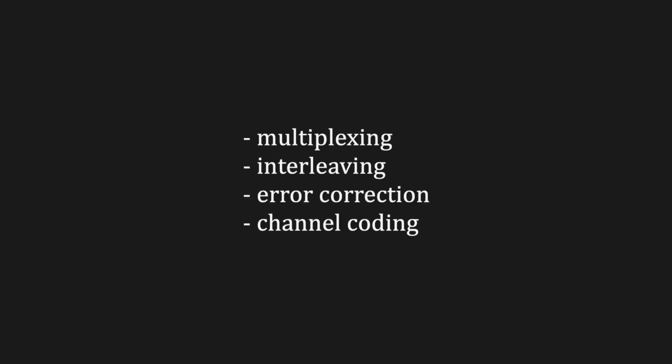Once an analog signal is converted into digital form, binary numbers, several steps are needed before it can be stored or transmitted. The system typically performs multiplexing, interleaving, error correction, and channel coding to prepare the data properly.